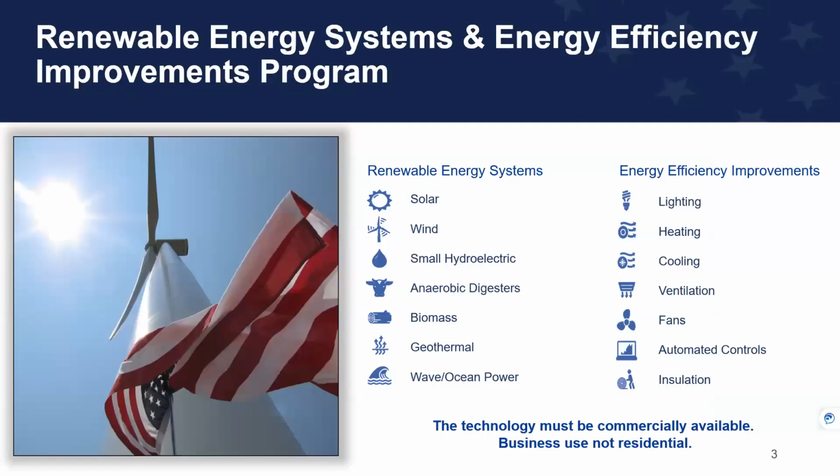In terms of the renewable energy systems and energy efficiency improvements, this screen shows some examples of what we could fund. A renewable energy system might be something like solar, wind, small hydroelectric, et cetera, whereas an energy efficiency improvement would be an energy efficient upgrade to lighting, heating, cooling, or ventilation. An important note about this is that all of the technology must be commercially available. We can't fund any research and development through REAP. Another important note is that this is for business use, not residential use.